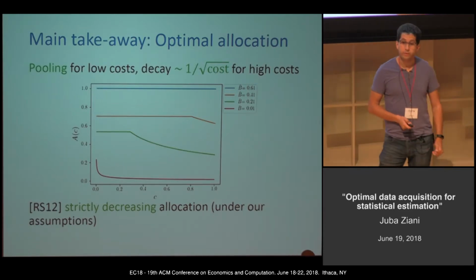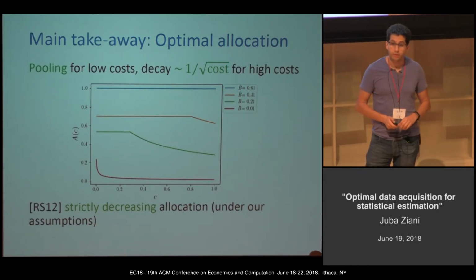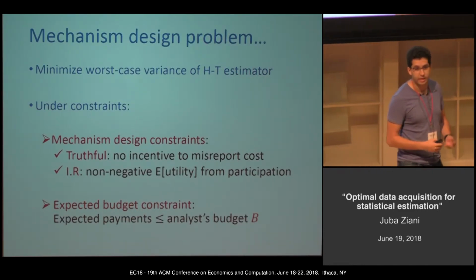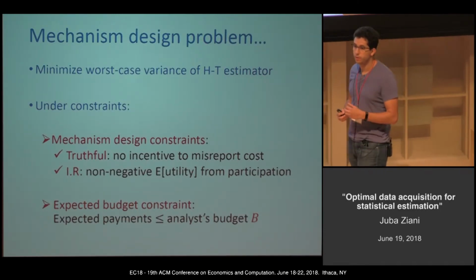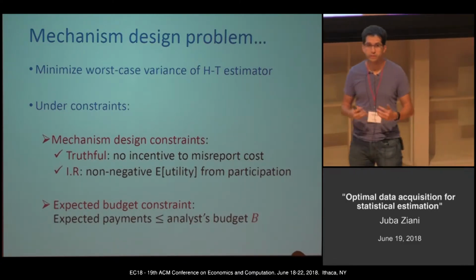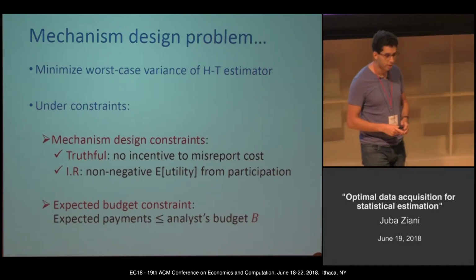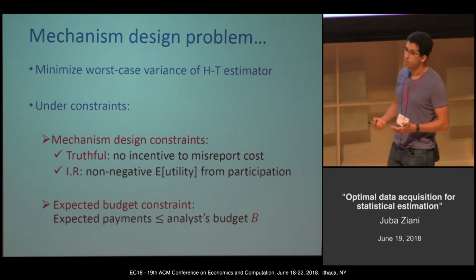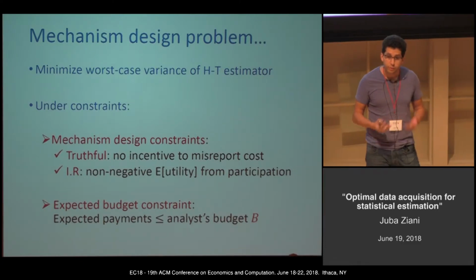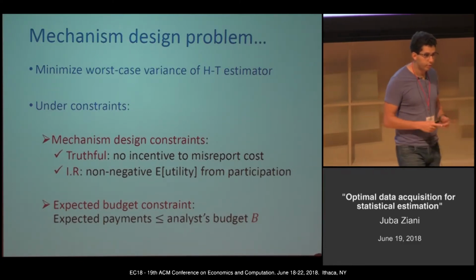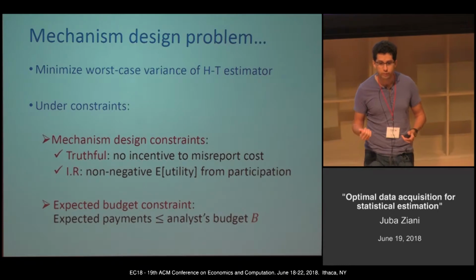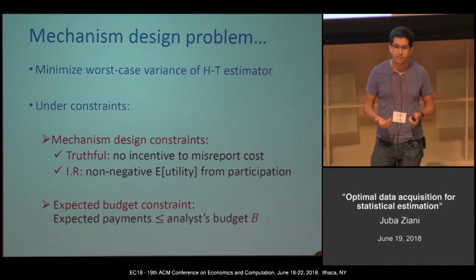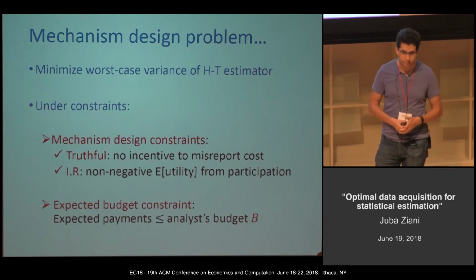So now that I've told you the main result, let me just say a word about the techniques of this paper. So what we have is a mechanism design problem in which we're trying to optimize the worst case variance of the Horowitz-Thompson estimator under constraints. And so we have mechanism design constraints. We want the mechanism to be truthful and individually rational. So we want people to report their true costs to the mechanism. And we also want people not to have any incentive to opt out from this mechanism.